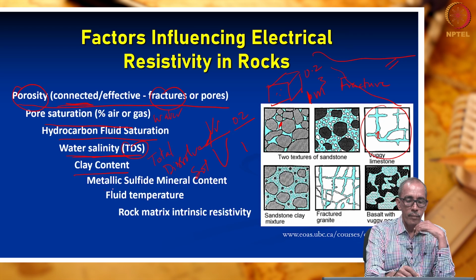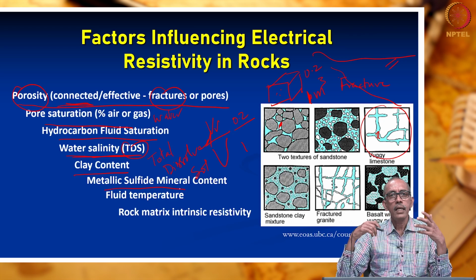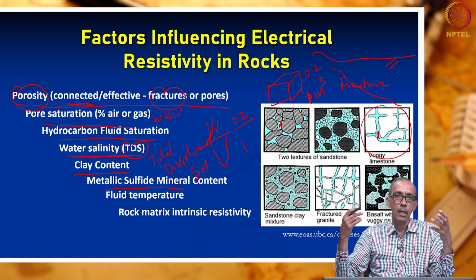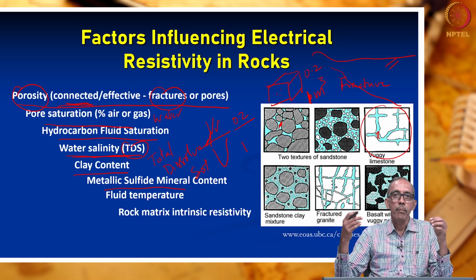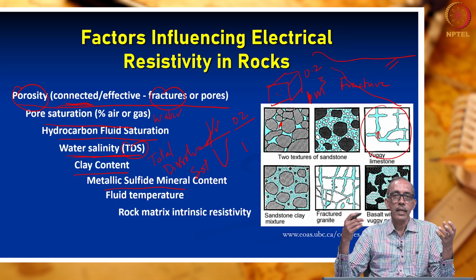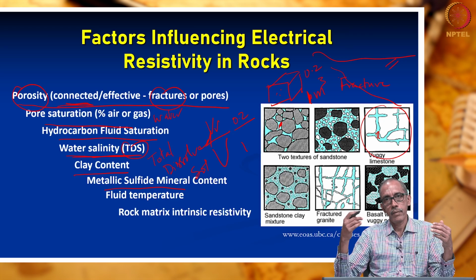Then the next is metallic minerals, especially metal sulfates, right? Iron sulfate. These metals offer low resistance. Why? Because we all know metals are good conductors. That is why at our homes or everywhere we use metal wires, especially copper or aluminum. They are good conductors. So, ores of metals offer high conductance, so resistivity will be less.